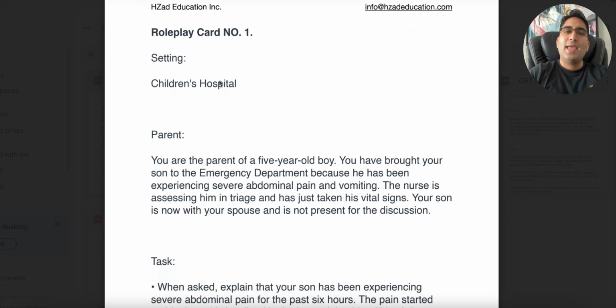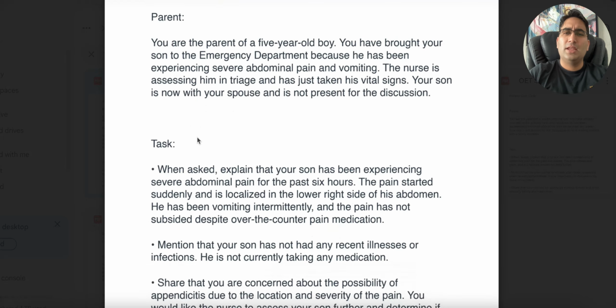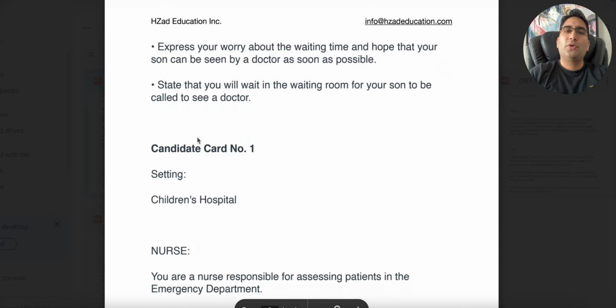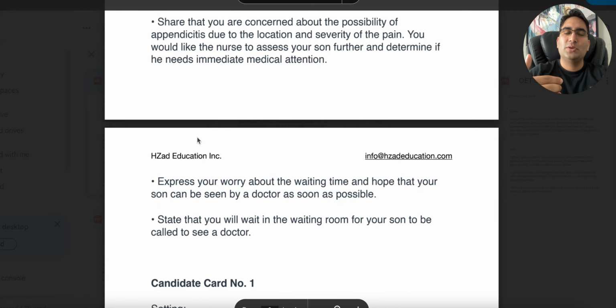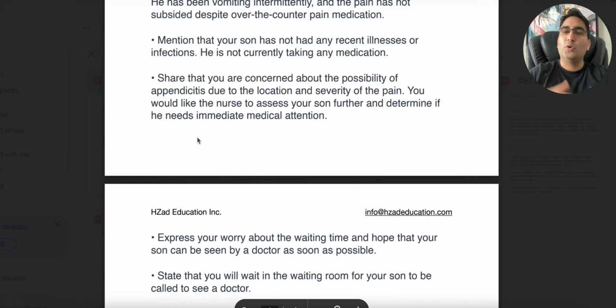There's this one, and here it says you are the parent, and this is for OET nursing, by the way. You're the parent, and then here's a task. Now, this is not for you. This is for the person who is going to be talking to you, who we call the interlocutor. They're going to be the nice people who will communicate with you and answer your questions.